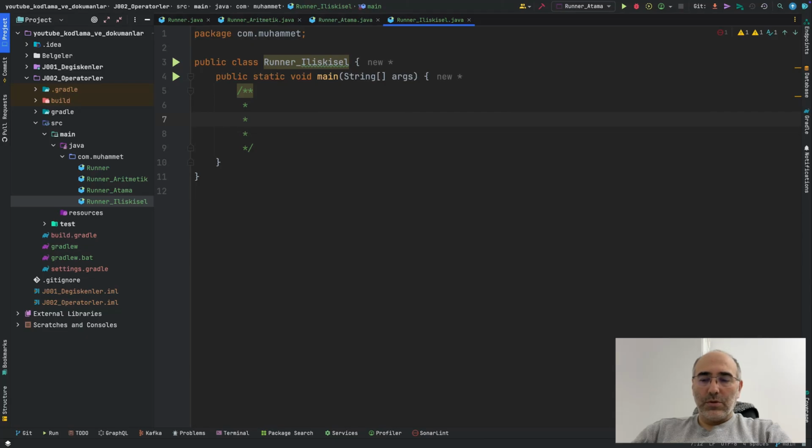Let's say a student has a grade. For instance, a student has a midterm grade. Let's say it's 40. The student also has a final grade, 60. You're going to calculate this student's average grade. What would you do? You'd add the midterm and the final. Then you'd divide by 2, right? You'd find the average.